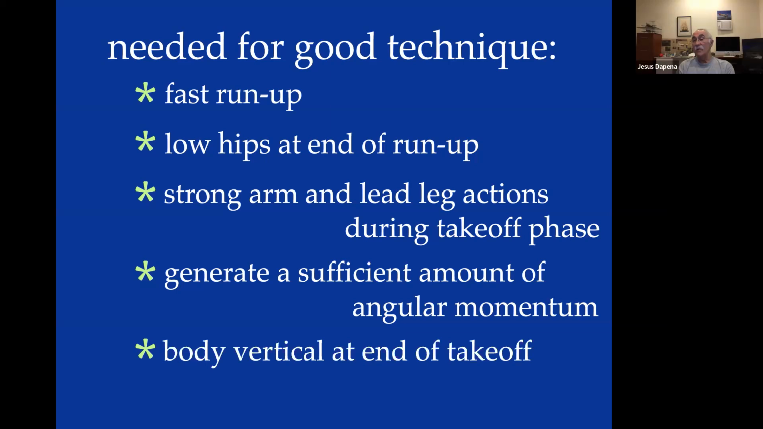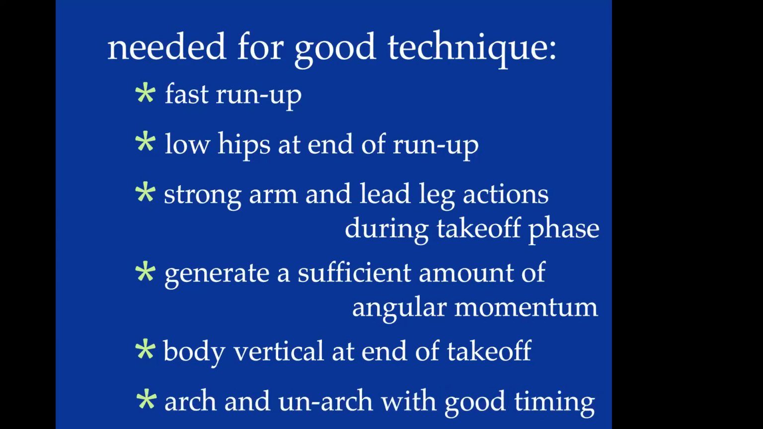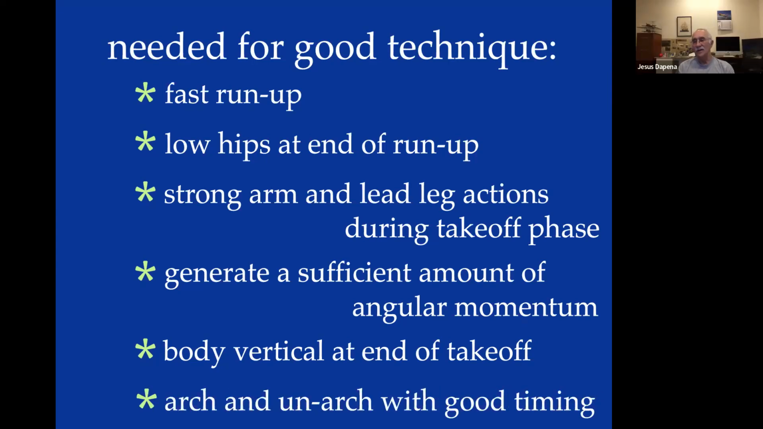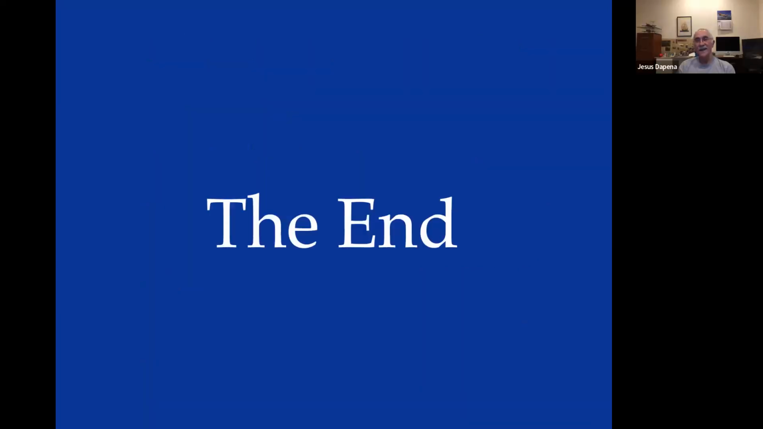And you want your body vertical at the end of the takeoff. Keeping in mind that for the forward somersault rotation, yes, you want it vertical. For the lateral somersaulting angular momentum, you probably should go a little bit beyond the vertical, between 0 and 10 degrees beyond the vertical. That's the ideal. And finally, you need to arch and unarch with good timing over the bar. And that's it. We're finished.